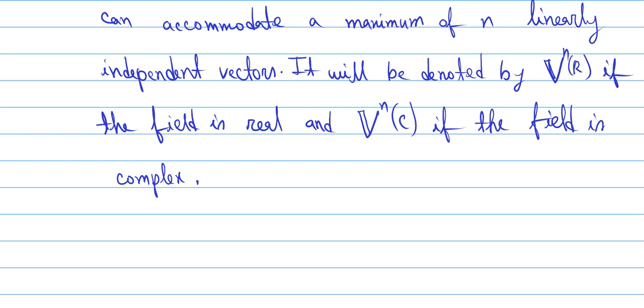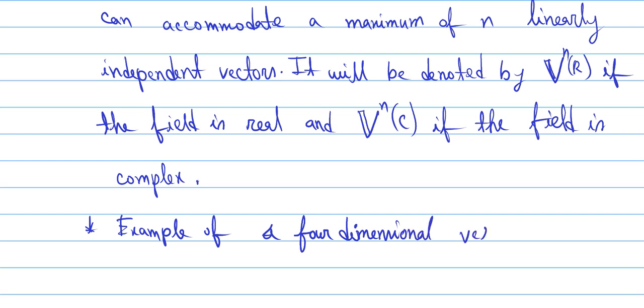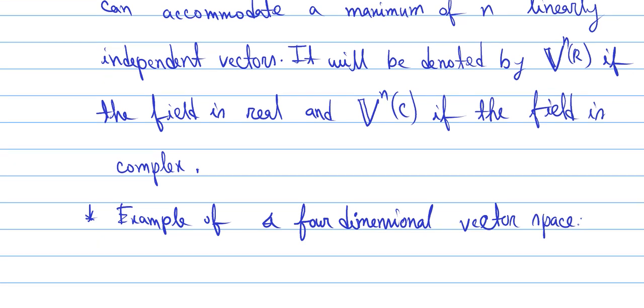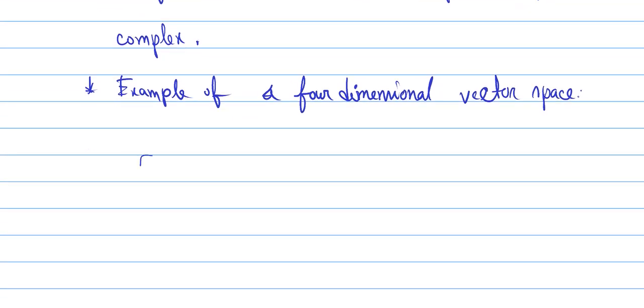We can also give an example of a 4-dimensional vector space. Example of a 4-dimensional vector space: if you take any 2 by 2 matrices, you can write them like this.